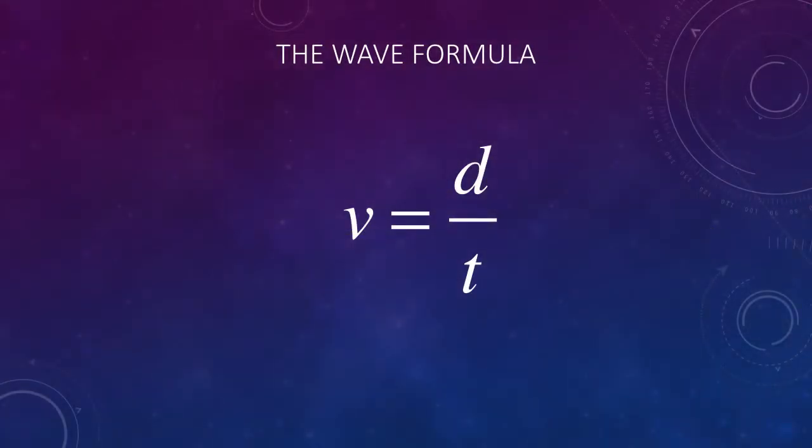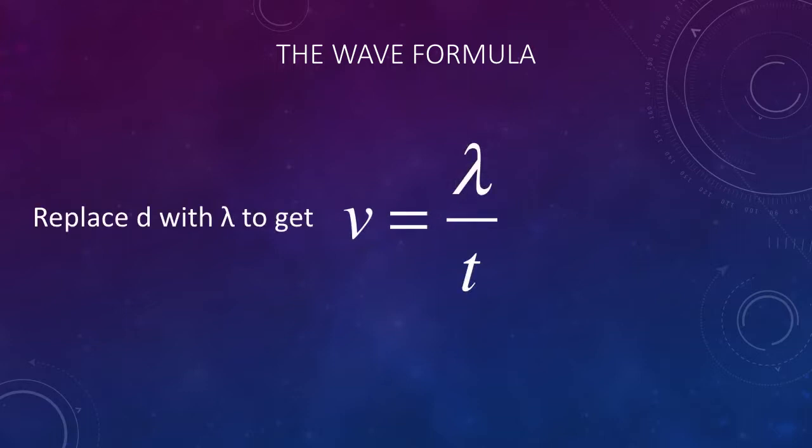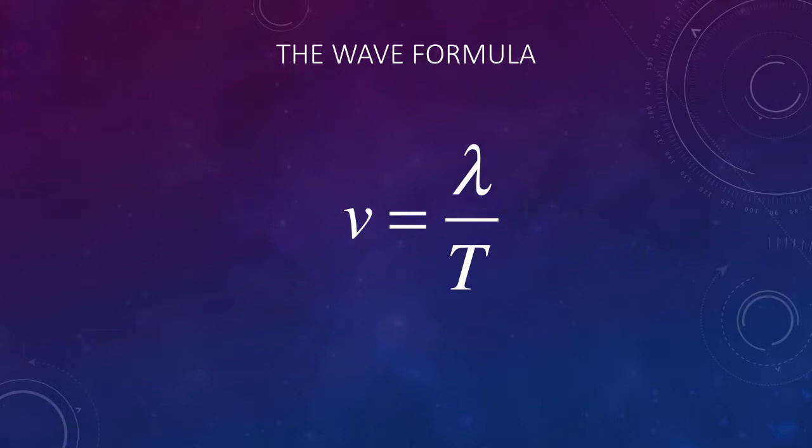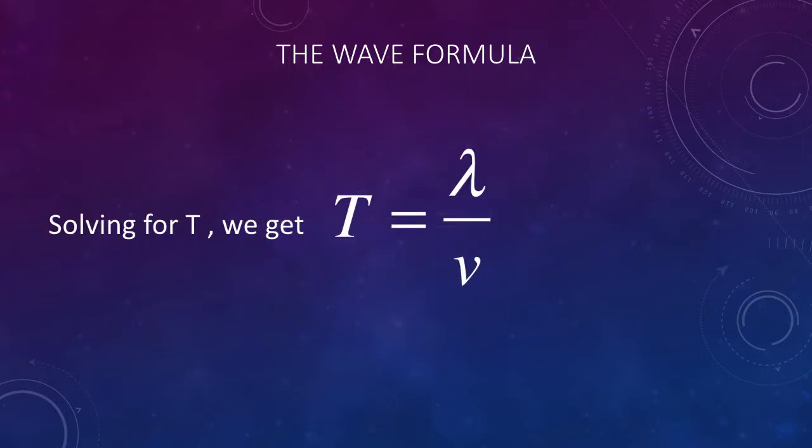Many moons ago, we spoke about velocity and defined it as distance over time. Since a wave takes one period to travel one wavelength, we can replace d with lambda to get velocity equals wavelength over time, and we can replace time with the period, which gives us velocity equals wavelength over period. If we know the wavelength and the velocity, we can find the period by manipulating the equation, and we get period equals wavelength over velocity.